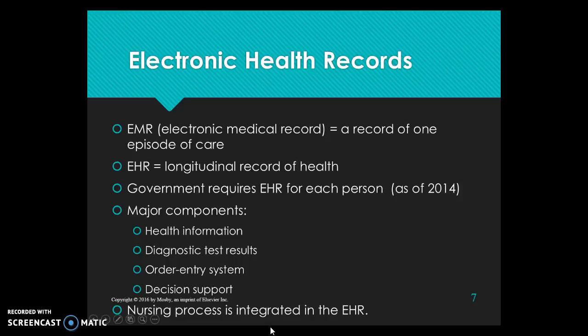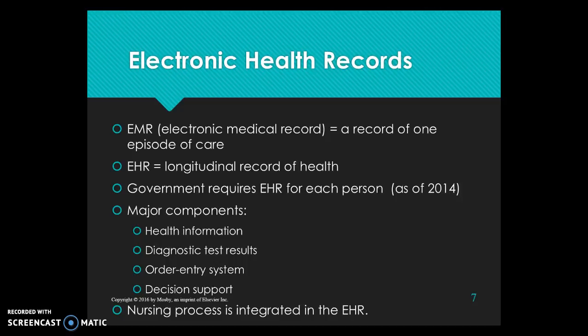Although the EHR varies among health facilities, the major components are health information, diagnostic test results, an order entry system, and decision support. So what type of information is included in health information? That's something I want you guys to be thinking about. Health information comprises patient data, such as demographics, assessment findings, flow sheets that include point-of-care results, diagnosis, nursing treatments, and a medication profile listing historical and currently active medication orders.